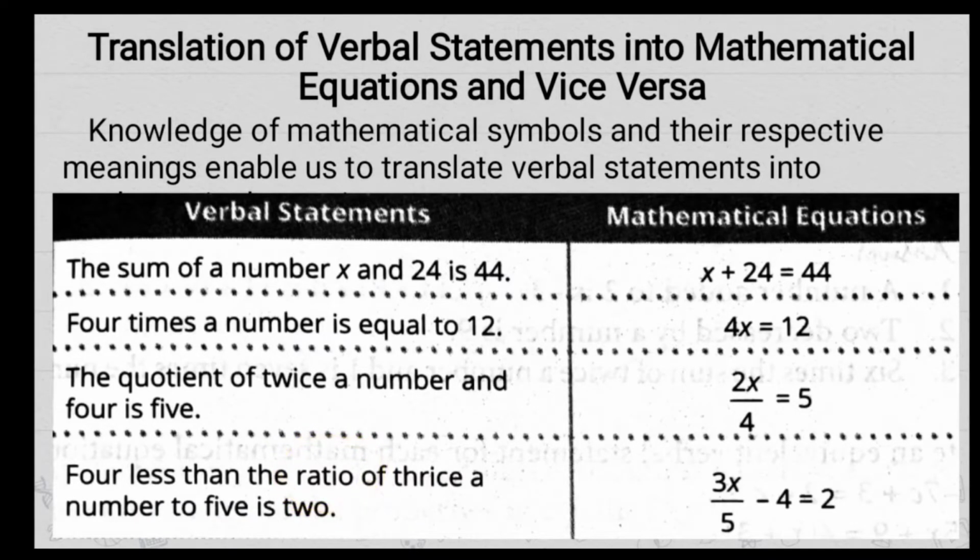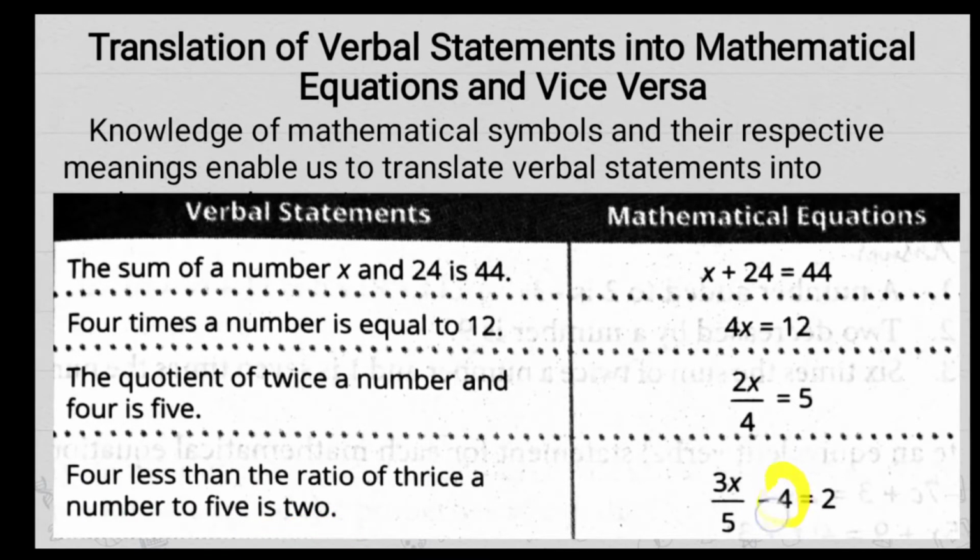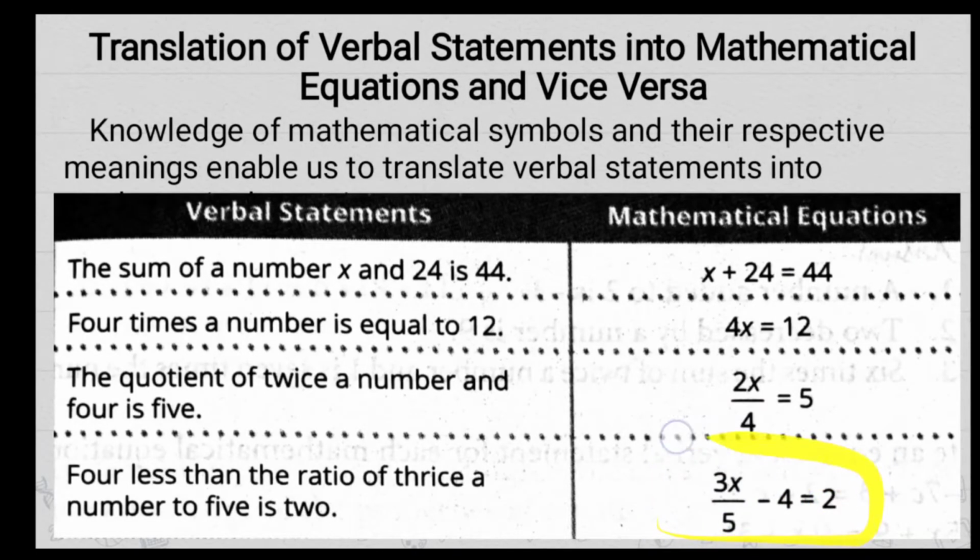So 3x divided by 5, we have minus 4. Okay? Then "is 2" means equals 2. So our answer here for 4 less than the ratio of thrice a number to 5 is 2 is: okay? So 3x divided by 5 minus 4 is equal to 2.